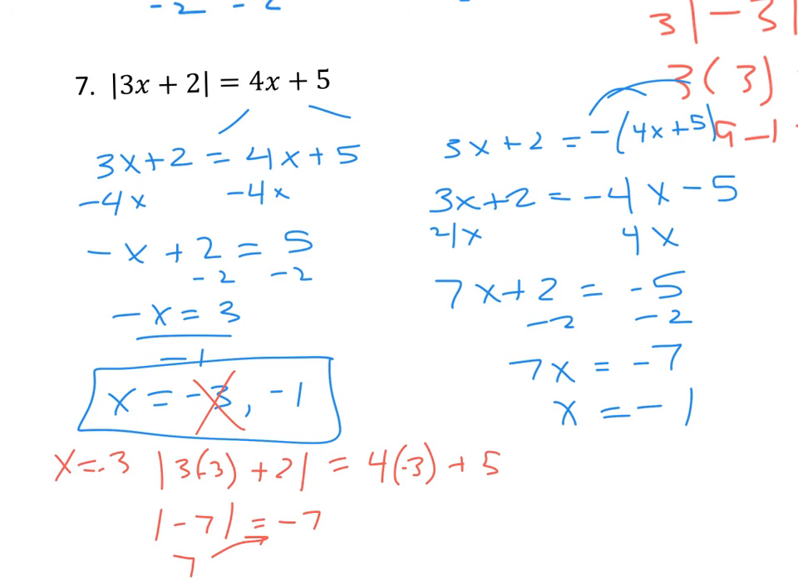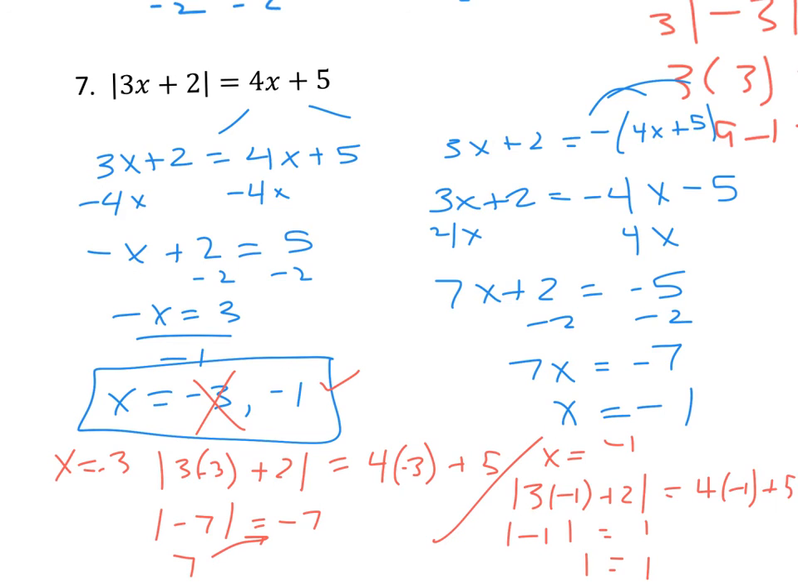Okay? Okie doke. Let's go to the next one. We have to check x is negative 1, so we're going to have 3 times negative 1 plus 2. Does that equal 4 times negative 1 plus 5? Well, 3 times negative 1 is negative 3, plus 2 is negative 1, whose absolute value is 1. 4 times negative 1 is negative 4, plus 5 is 1, and 1 does equal 1. So x equals negative 1 is my only answer here. Okay? Last one, I believe.